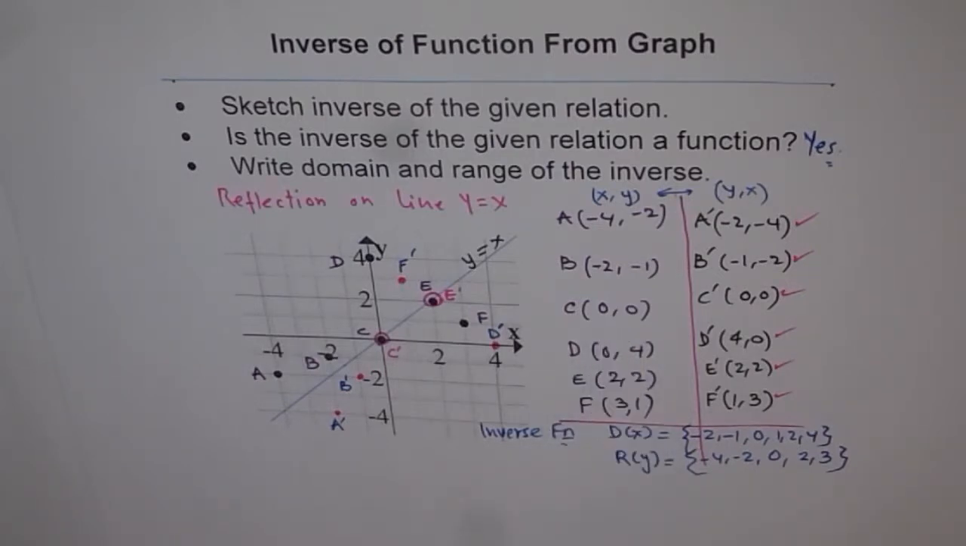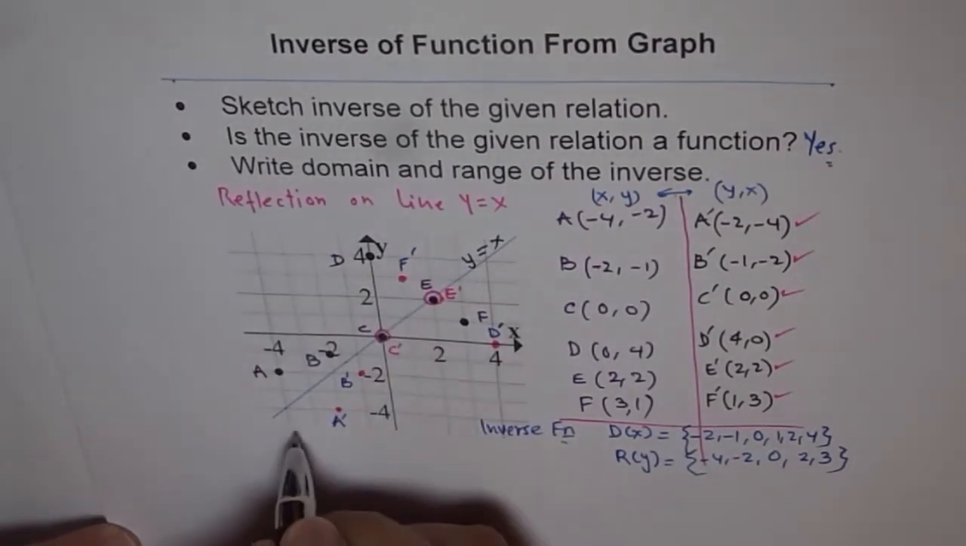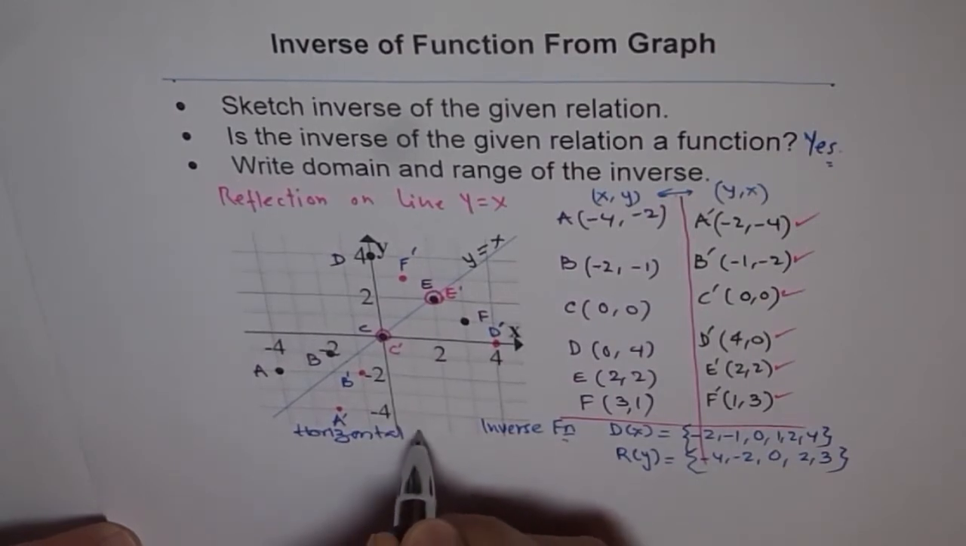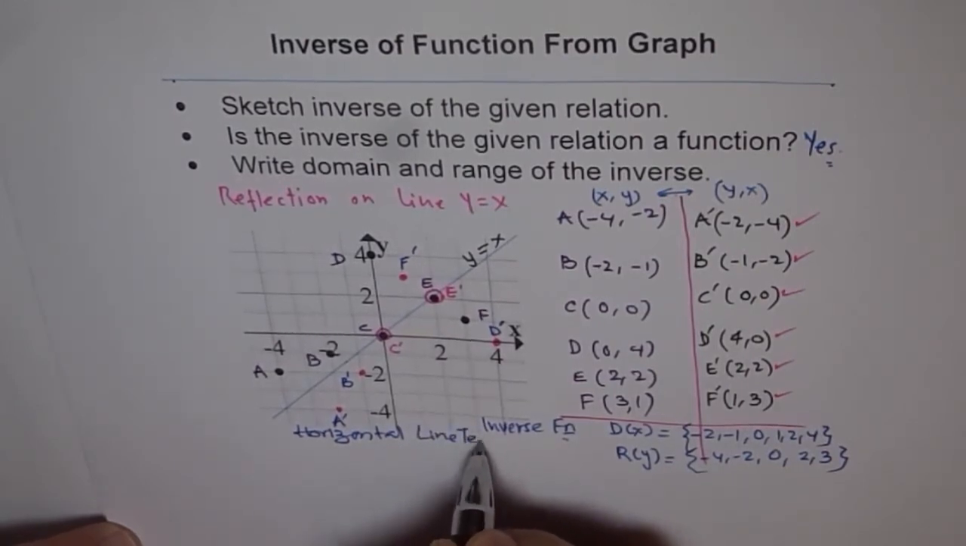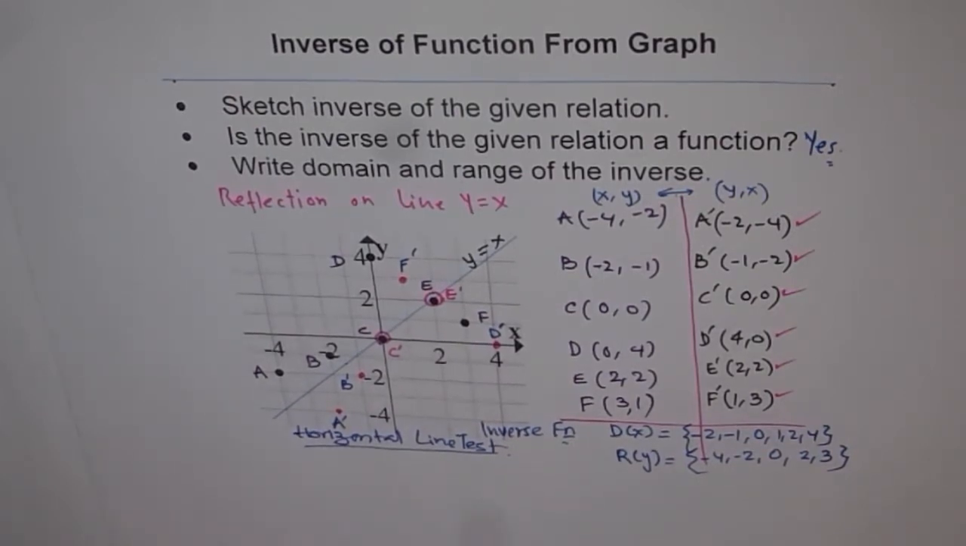So I hope you understand now the concept of finding the inverse of a relation from a graph, and also checking whether the inverse will be a function or not using the horizontal line test. So remember the horizontal line test. Let me write it down here. What does that do? It will check if the inverse is going to be a function or not. Okay. Thank you.